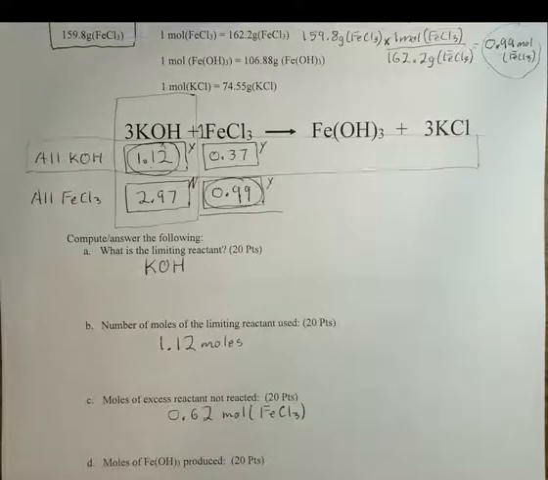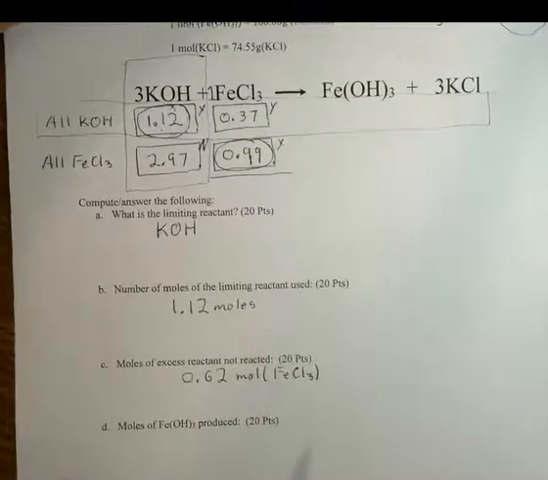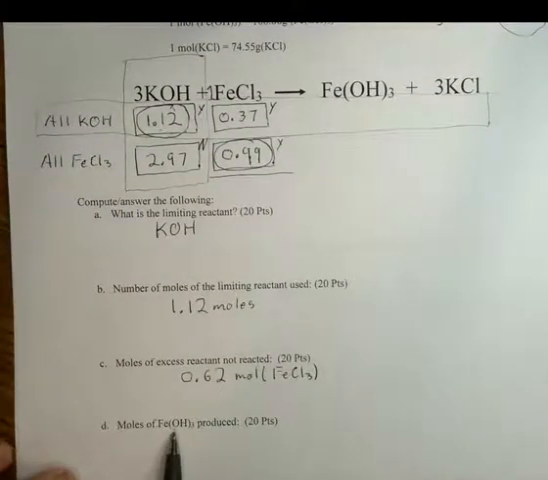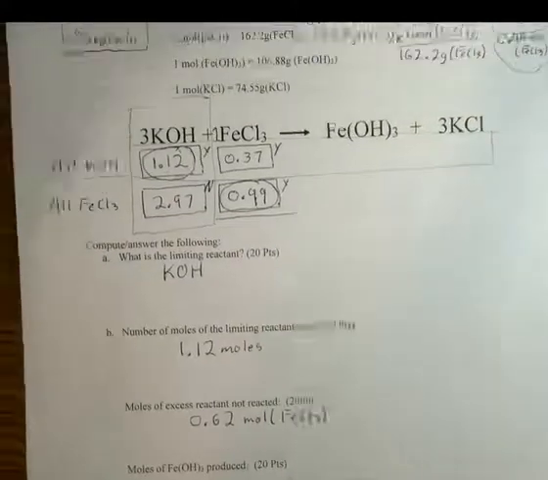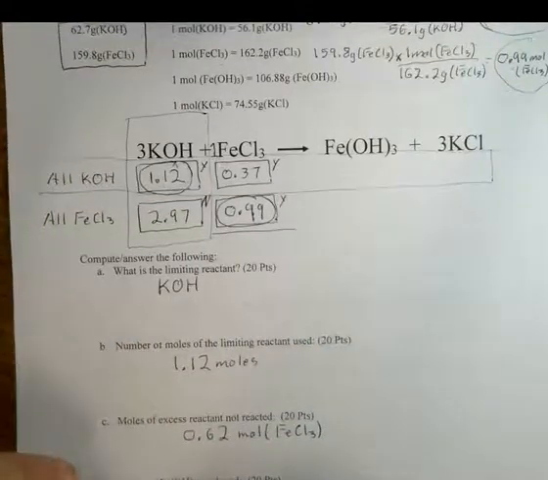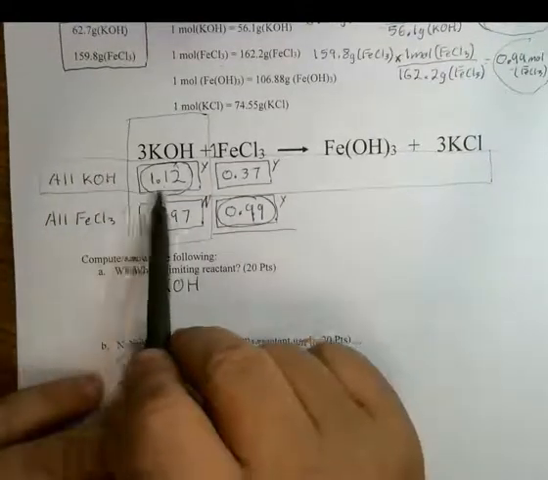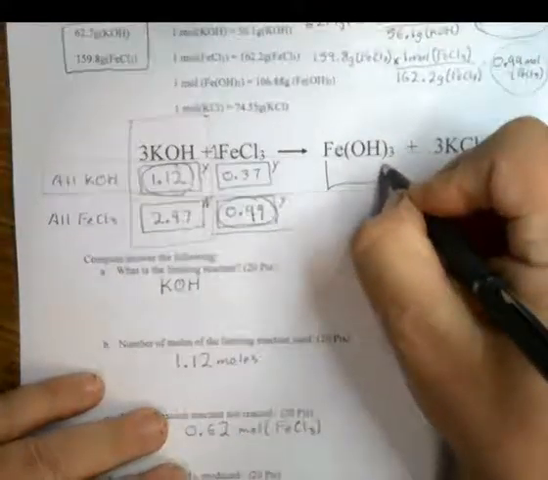All right, and the next question then is moles of iron hydroxide produced. So we come over here. Now we're starting to look at the products. The last two questions ask you about products. We know that it was the top reaction that ran, so we only have to put boxes up here.